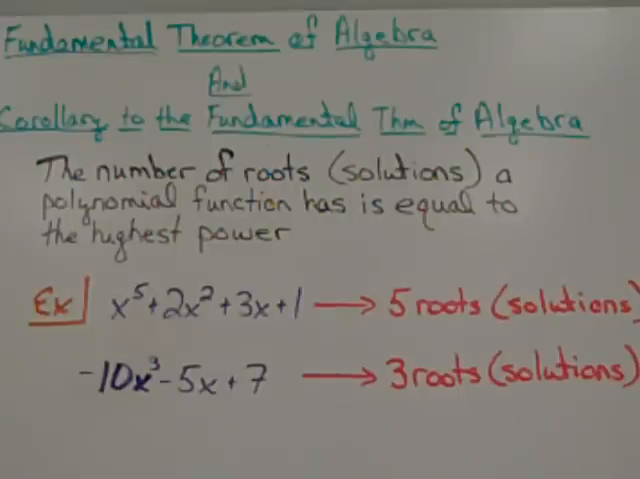Now, as I said at the start, we're talking about two things in this section. The first one was, of course, writing a polynomial function given the zeros. The second one is solving a polynomial function, finding all of its zeros or all of its roots.